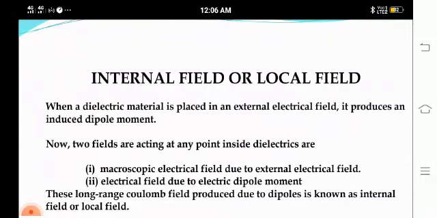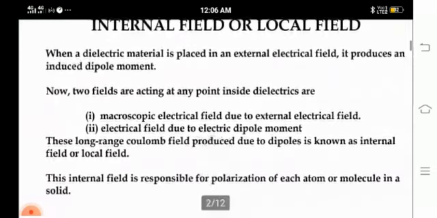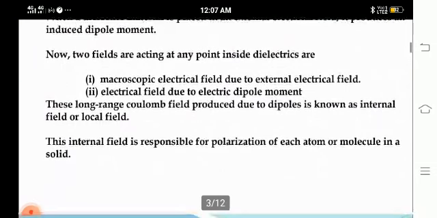First, we'll see that when a dielectric material is placed in an external electric field, it produces an induced dipole moment. Two fields are acting at any point inside the dielectric material: the macroscopic electric field, which is due to the external electrical field, and the electrical field due to the electrical dipole moment. This long range Coulomb field produced due to the dipoles is known as the internal field or local field. This internal field is responsible for polarization of each atom or molecule in this solid.